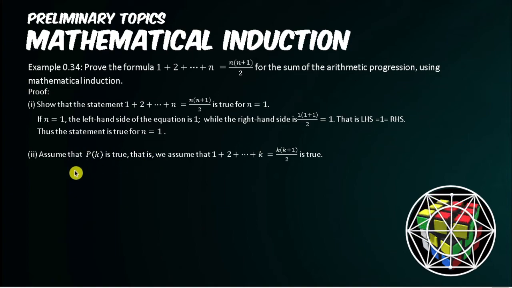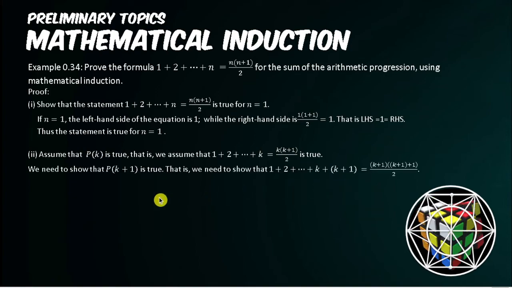The induction step, that's the second step. We're going to assume that the statement is true for n equal to k. So the sum of the integers from 1 to k is just the same as k times k plus 1 all over 2. We are going to assume that that is true. What we need to show is that P of k plus 1 is true. Later on, we will arrive at this expression. If we are able to arrive at this expression, then the statement is true for all n element of the positive integers.